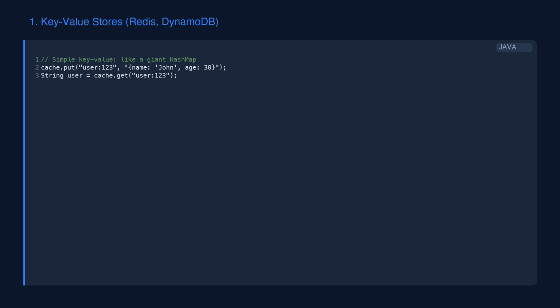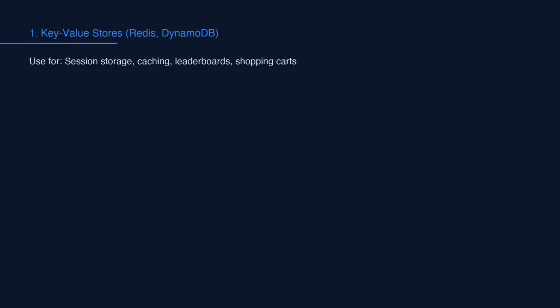Now let's look at NoSQL. The first type is key-value stores, like Redis and DynamoDB. It's essentially a giant hash map. You store a value against a key and retrieve it with that same key. Dead simple and incredibly fast. Key-value stores are perfect for session storage, caching, leaderboards, and shopping carts. Basically any scenario where you need lightning-fast lookups by a single key.